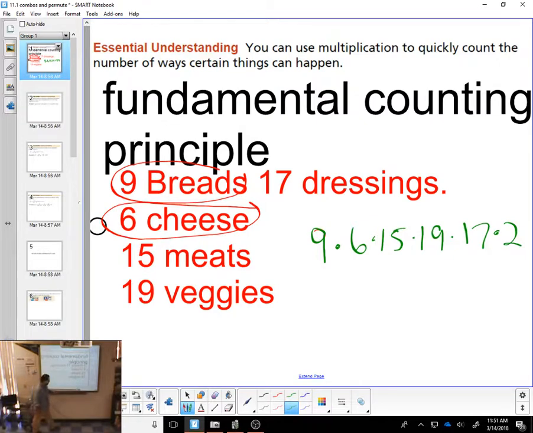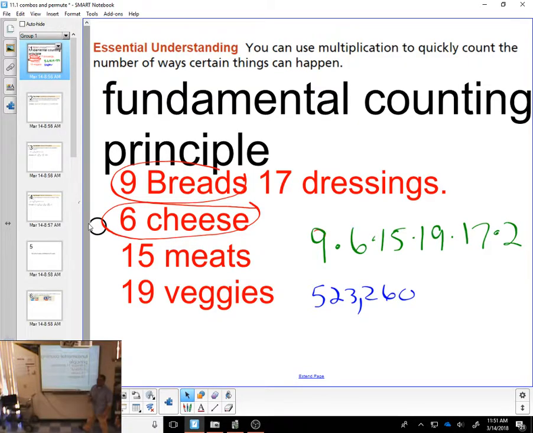times 2. Thanks to someone in my 3rd hour, because you can also get it toasted or not toasted. And that makes a difference, especially if we talk about chicken sandwiches. Yes. Got to be toasted. So I'm going to find this product. I'm just going to use my handy dandy calculator here. I'm going to go 9 times 6 times 15 times 19 times 17 times 2. And we've got 523,260 different sandwiches. So literally they have hundreds of sandwiches to choose from.